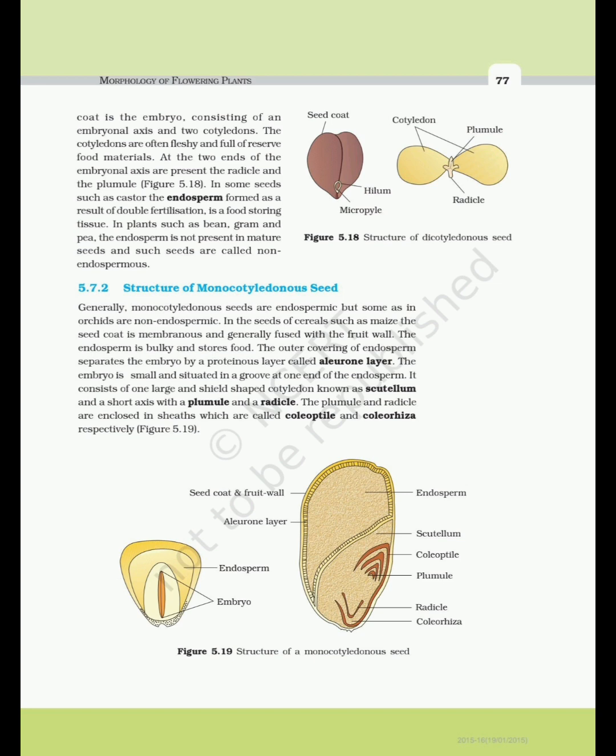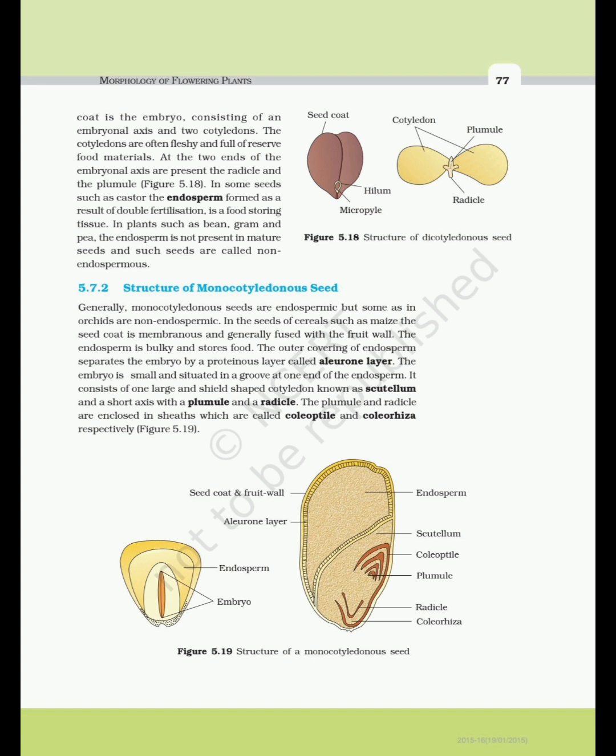In some seeds, such as castor, the endosperm formed as a result of double fertilization is a food storing tissue. In plants such as bean, gram and pea, the endosperm is not present in mature seeds and such seeds are called non-endospermous. 5.7.2 Structure of monocotyledonous seed. Generally, monocotyledonous seeds are endospermic, but some, as in orchids, are non-endospermic.